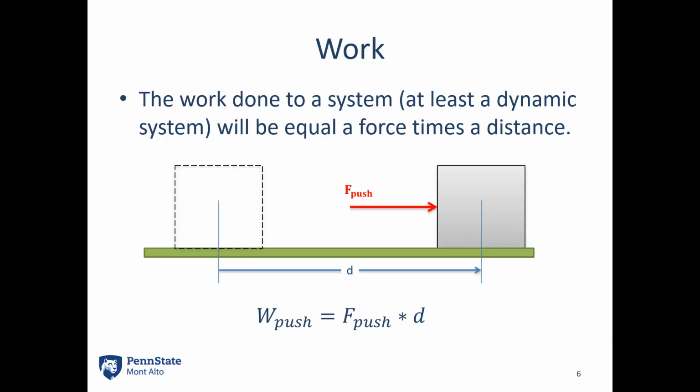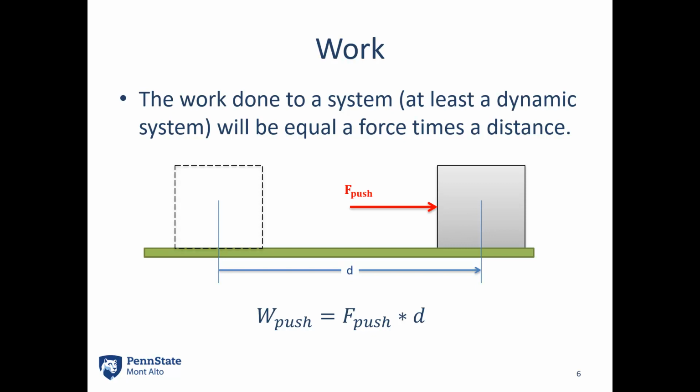All right, so starting out dealing with some of those terms, we have work, kinetic energy, and potential energy. Work done to a system, at least in a dynamic system, will be the force times a distance. So in this case, we've got some box. We're moving it from point A on the left to point B on the right.